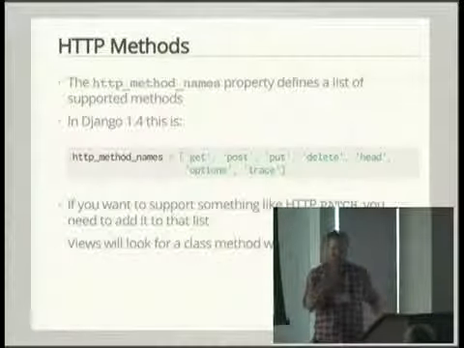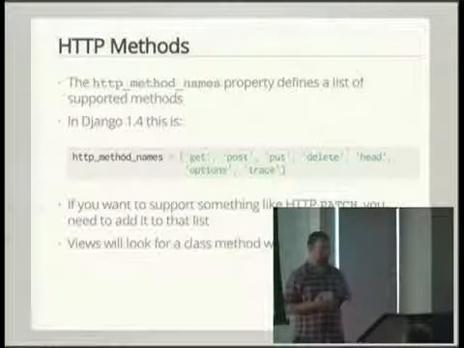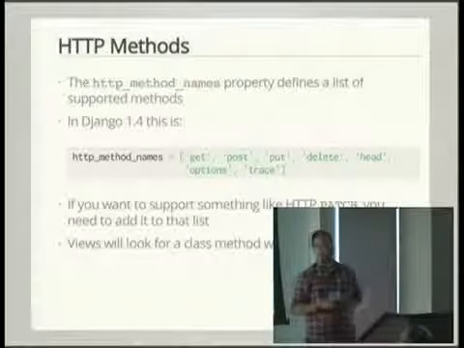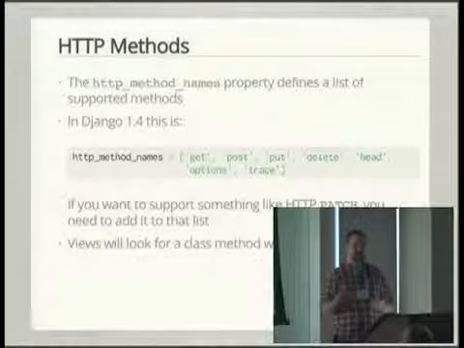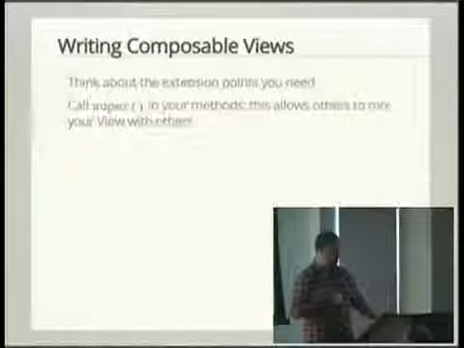I mentioned earlier that you name things based on HTTP methods. By default, this is what it supports in Django 1.4. So it's pretty thorough, but if you want to support HTTP PATCH for some reason, say you've built some API that does PATCH, which would be pretty cool, you're going to need to add method names on your class. Anything that's not in this list will get a method not allowed.